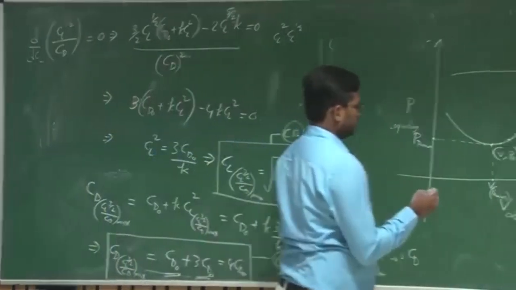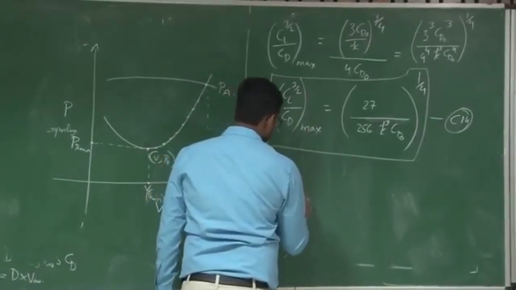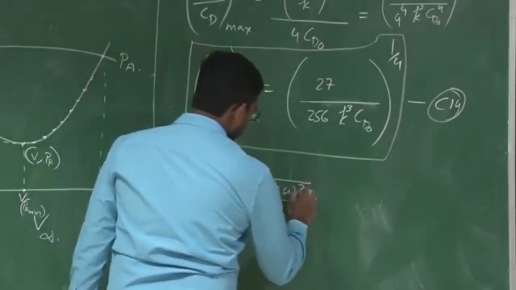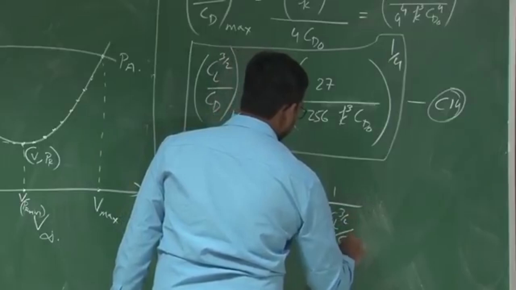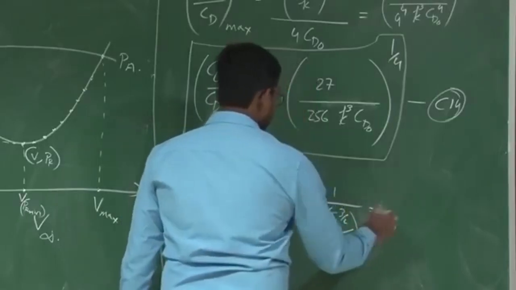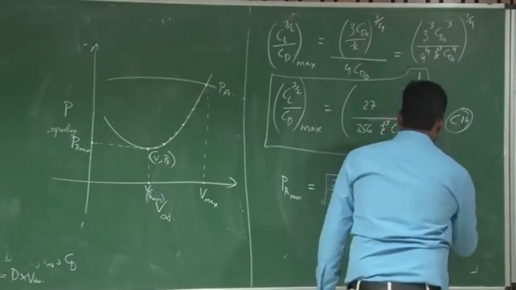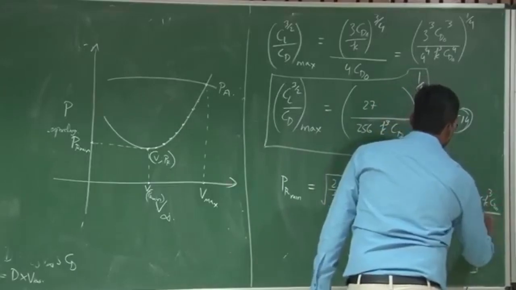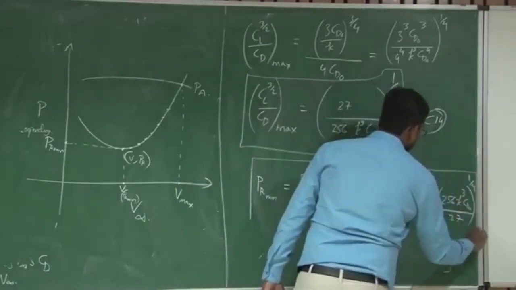Now substitute this condition here, this power required. Can you recall this equation? What is power required minimum? It is equal to 2W cube divided by rho S, 1 by CL power 3 by 2 by CD max. This equals to square root of 2W cube by rho S into 256 K cube into CD naught by 27 raised to the power of 1 by 4. This is your minimum power requirement of the system.